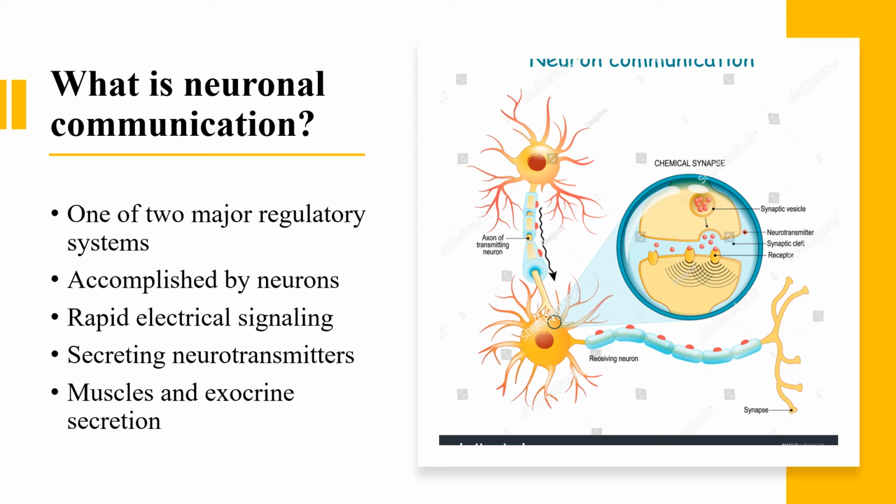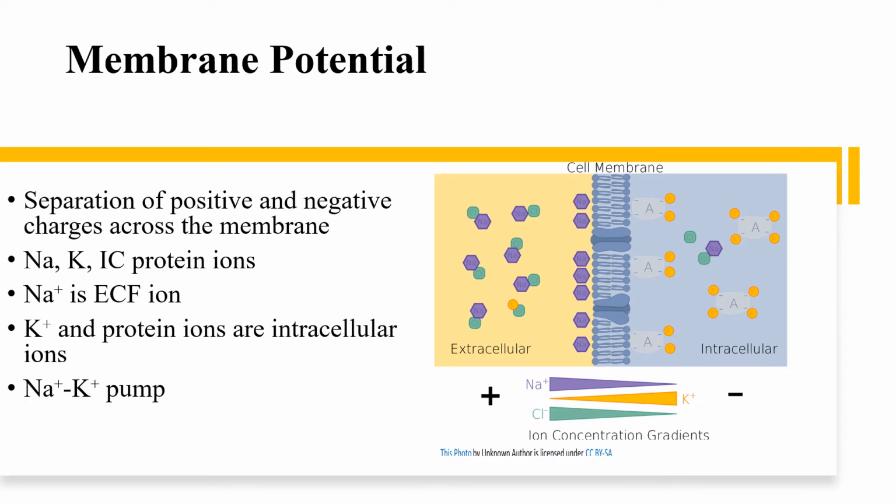But before I can talk any further about the mechanism of neuronal communication, I need to define membrane potential and graded potential. All body cells display a membrane potential, which is a separation of positive and negative charges across the membrane. This potential is related to the uneven distribution of sodium and potassium ions and large intracellular protein anions between the intracellular fluid and the extracellular fluid, and to the different permeability of the plasma membrane to these ions.